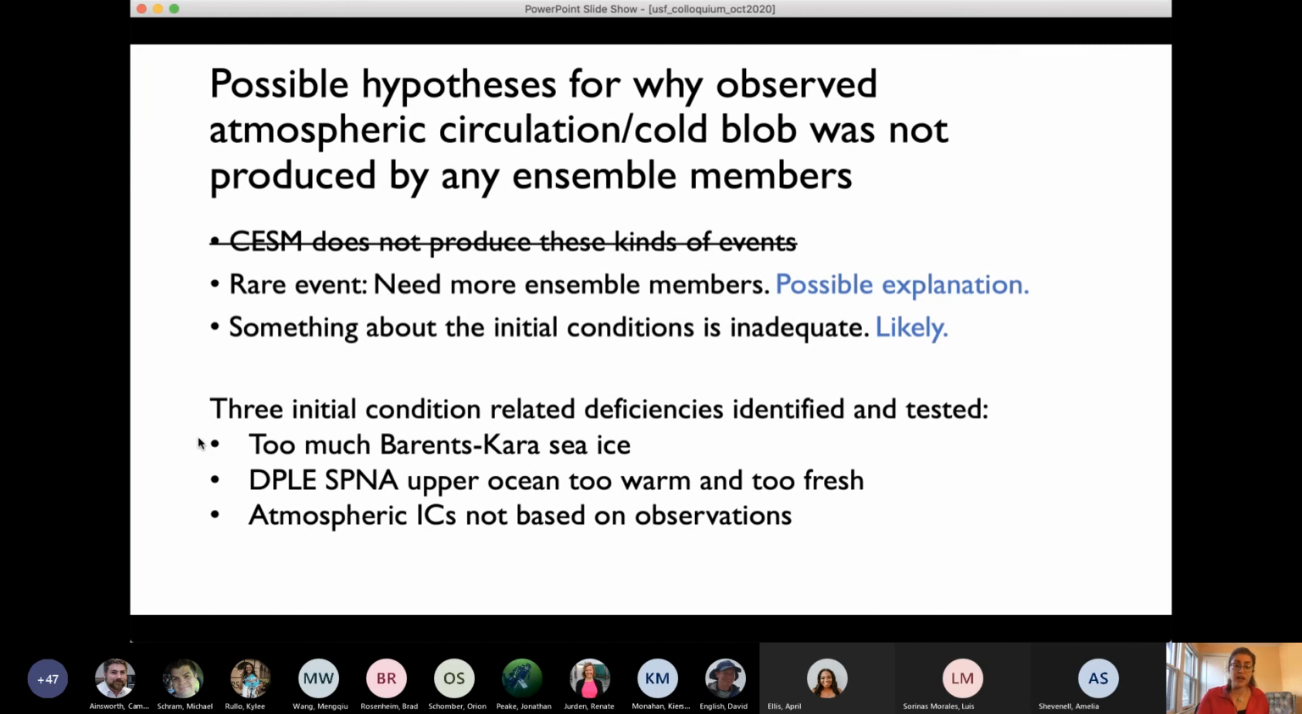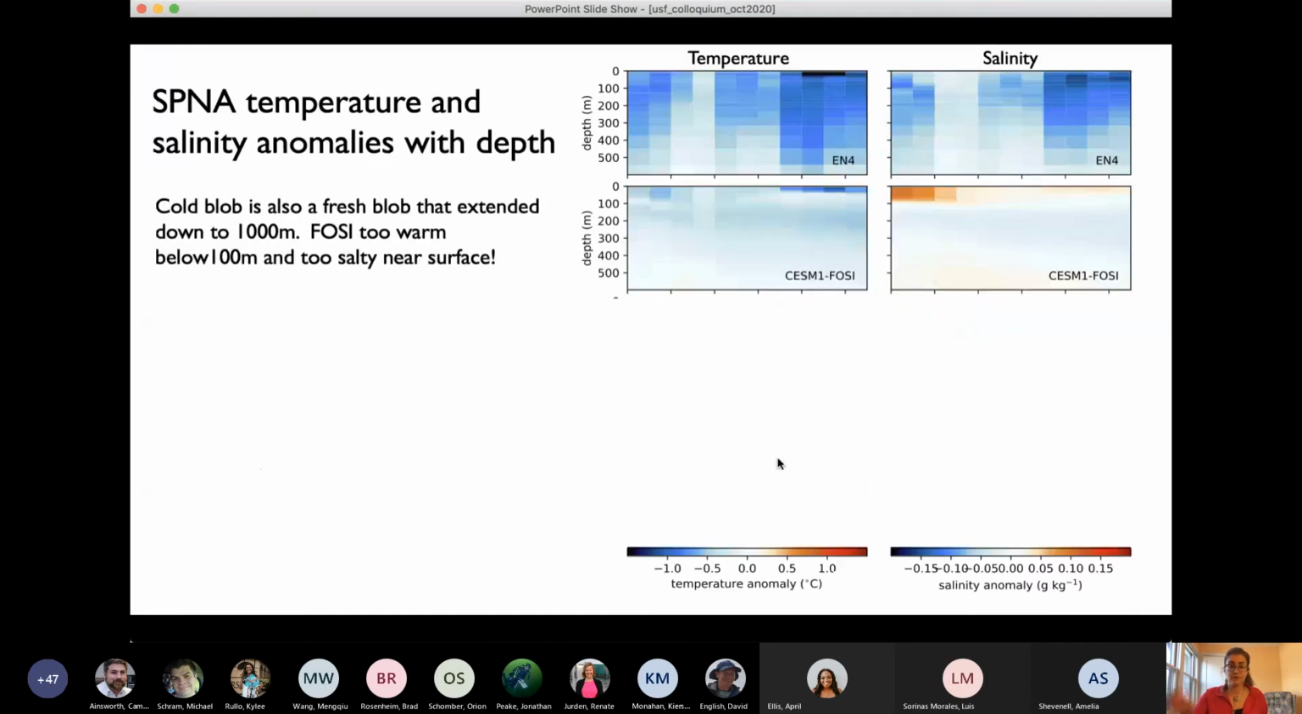So in the interest of time, I'm just going to tell you that for the sea ice, we ran a sensitivity experiment where we changed how the sea ice evolves in that first month to improve it, and it did not improve the prediction. So it's not related to Barents-Kara sea ice. The second piece is the subpolar North Atlantic initial conditions. So here on top, we've got the upper ocean heat content in temperature, and then we've got salinity from EN4.